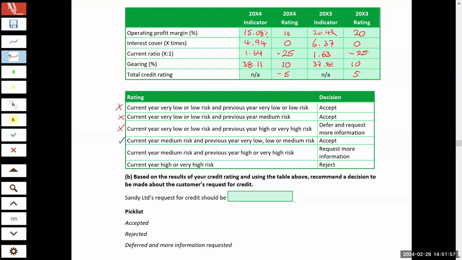Current year medium, yes. Previous year high or very high, not the case. Current year high or very high, not the case. So again, you're just looking for the one that fits the description. It's not hard, you're just sort of matching the words together. So based on the credit rating, the company's policy is to accept the application for credit.